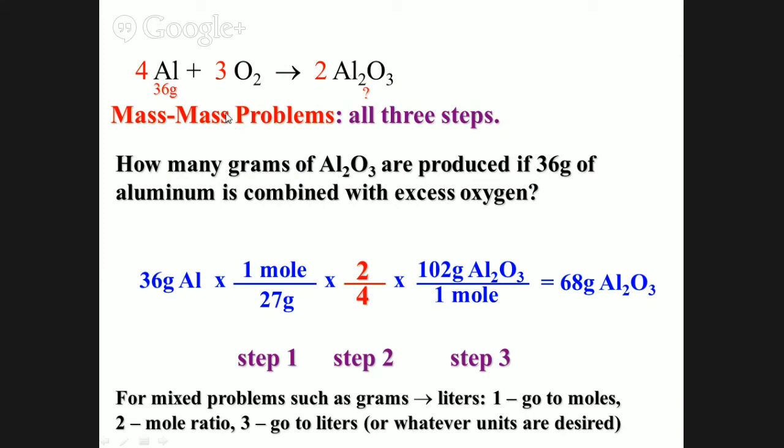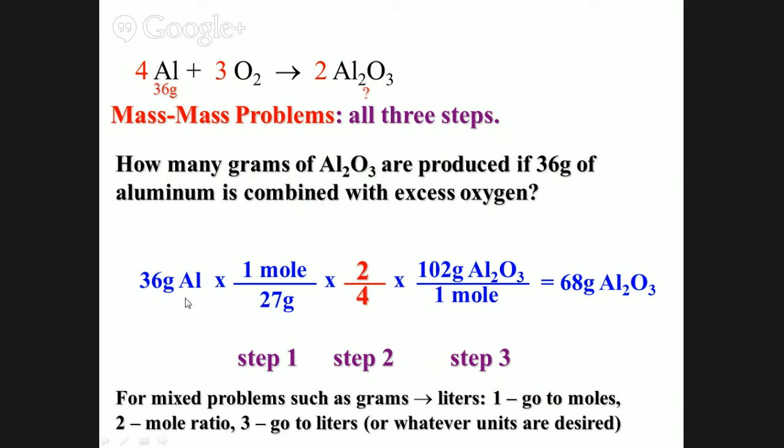Another example. How many grams of Al2O3, aluminum oxide, are produced if 36 grams of aluminum is combined with excess oxygen? So now I'm looking at the aluminum. Question mark over here, 36 grams over there, my mole ratio, 2/4.